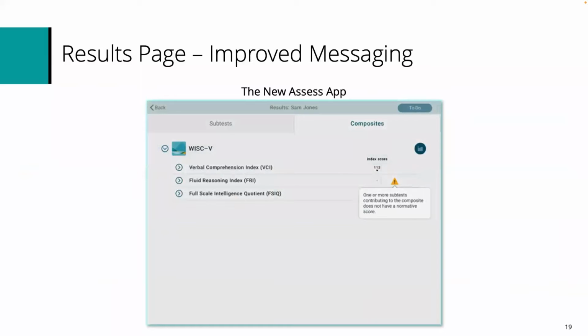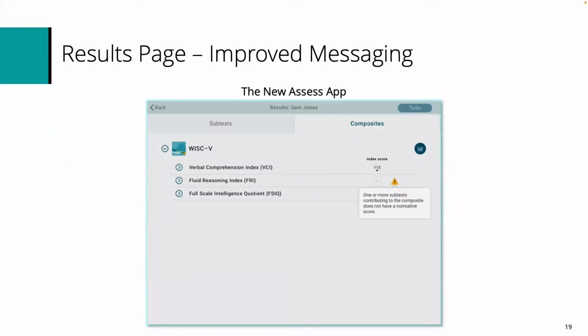Now, when things go wrong, I don't know what you normally do, but I know that a lot of you will call us, the assessment consultants, and you'll say to us, what's going on? I'm trying to administer this subtest. I went to the results page and I'm not getting a score. What's going on? Is it something that I did? Is it something that the app is doing?